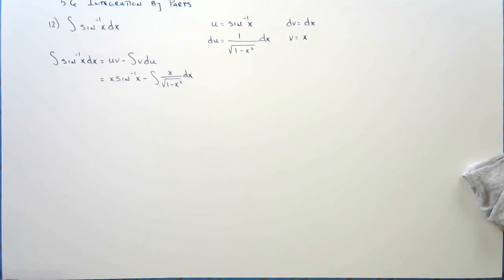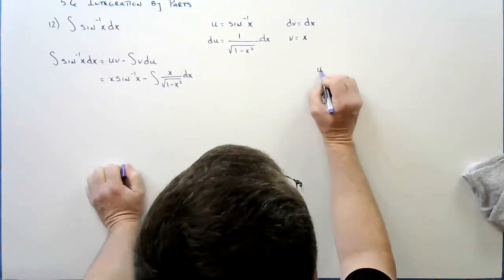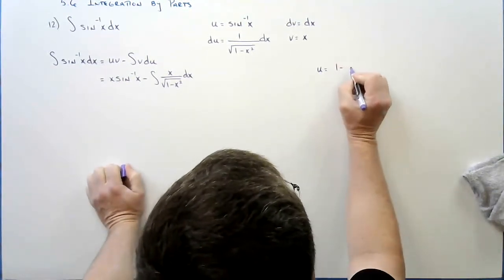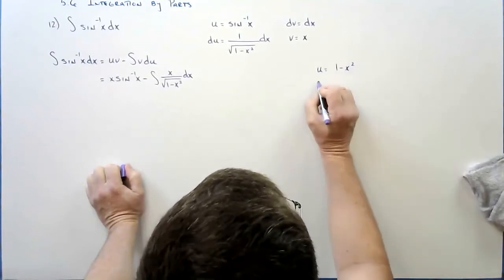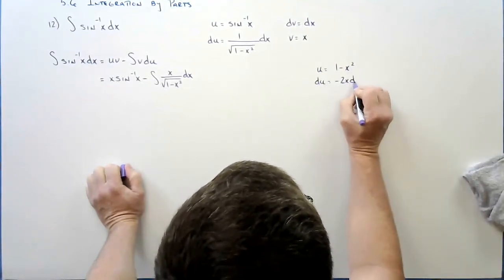I know it looks hairy. Maybe if you've moved forward in the book and looked at trig substitutions, it may look like a trig substitution problem because it has the form 1 squared minus x squared, but it's not. It's just a simple u sub here. We're going to let u equal 1 minus x squared, and then du is going to be negative 2x dx.